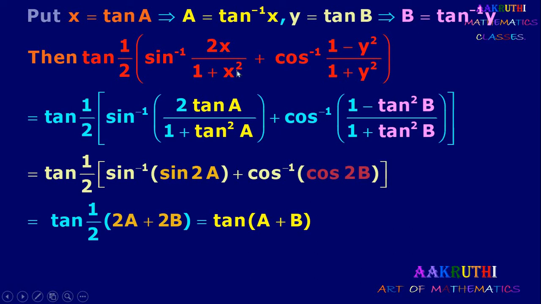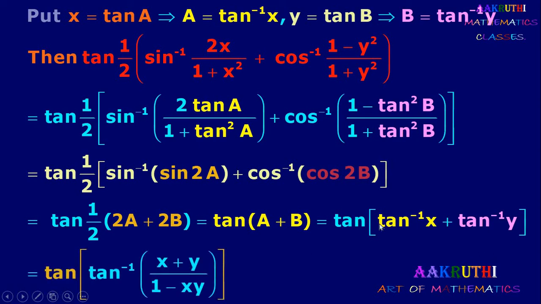Now substitute for A and B. A value is tan inverse X, B value is tan inverse Y. We get tan of tan inverse X plus tan inverse Y. Again we use formula tan inverse X plus tan inverse Y. Tan inverse X plus tan inverse Y is tan inverse X plus Y divided by 1 minus XY. So it is tan of tan inverse X plus Y divided by 1 minus XY. Again tan and tan inverse cancel, remaining is X plus Y divided by 1 minus XY. Simplified answer is X plus Y divided by 1 minus XY.